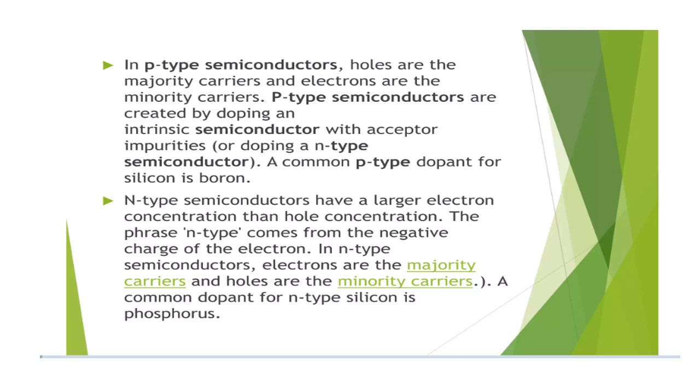This is the working. In a p-type semiconductor, holes are majority carriers and electrons are minority carriers. P-type semiconductors are created by doping an intrinsic semiconductor with acceptor impurities. A common p-type dopant for silicon is boron. N-type semiconductors have a larger electron concentration than hole concentration. The phrase N-type comes from the negative charge of the electron. In N-type semiconductors, electrons are the majority carriers and holes are the minority carriers. A common dopant for N-type silicon is phosphorus.